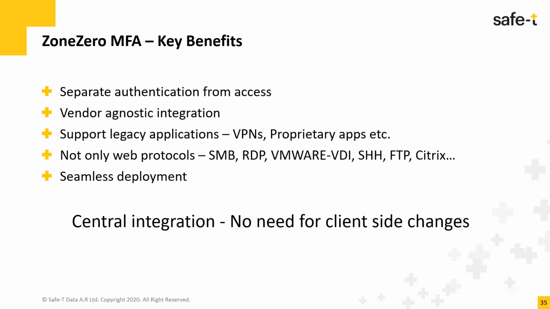ZoneZero MFA allows you to easily apply MFA not only to external users and services, but also for any application or resource on your network. It once again separates the authentication layer from the access layer, as it authenticates on a back channel without relying on the actual application or resource. It is vendor agnostic to your infrastructure and supports any type of service or application, whether they natively support MFA or not. You can enable MFA to things like SMB shares, RDP connections, VMware and VDI, and essentially anything else. It is a seamless central deployment and doesn't require any changes to the client side for users.